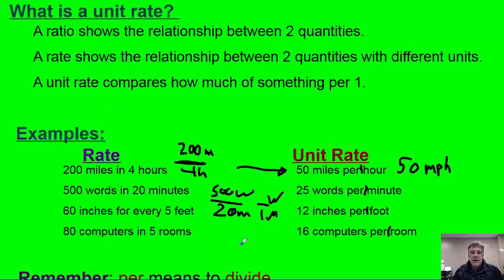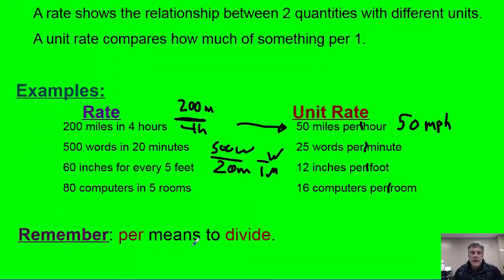All right, I'd like you to write this down. Star it, underline it. Per means to divide. When you see miles per hour, you basically do what it says. You take the miles divided by the hours. You see revolutions per minute on a car. Revolutions per minute, take revolutions divided by the minutes. So rate, a unit rate is really easy. You just divide the rate up. Take and divide it, and you'll knock it down to a unit rate.